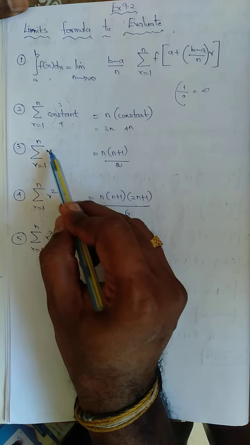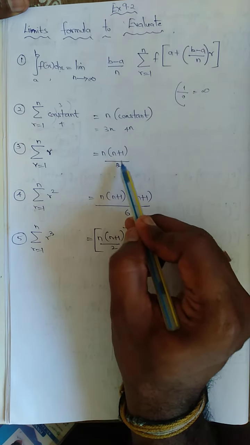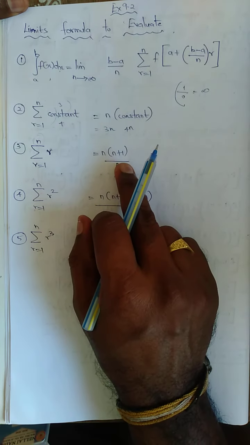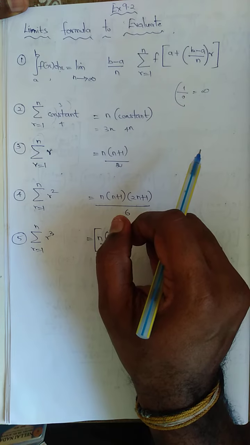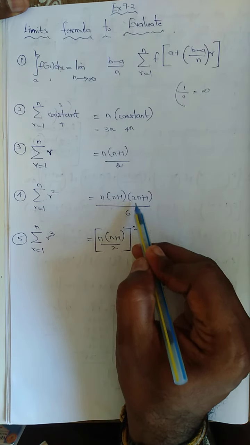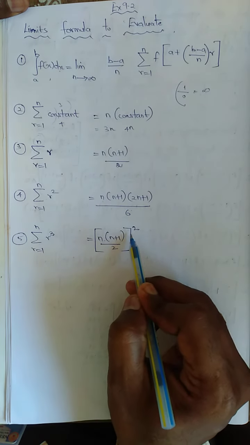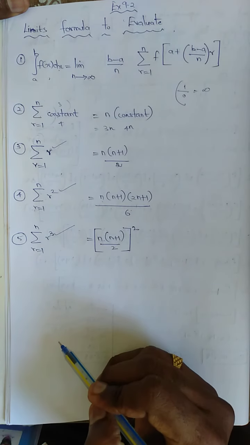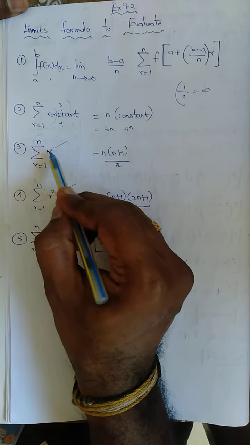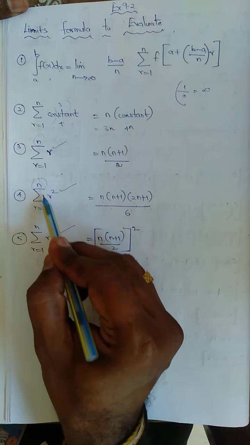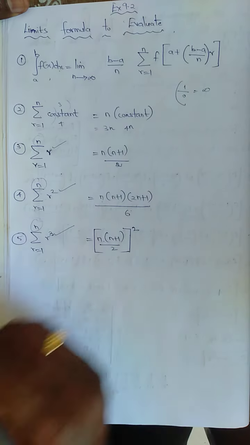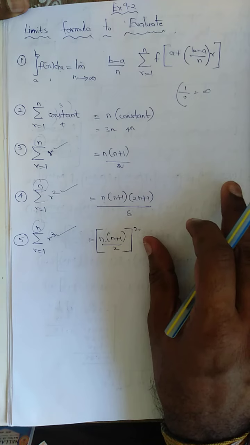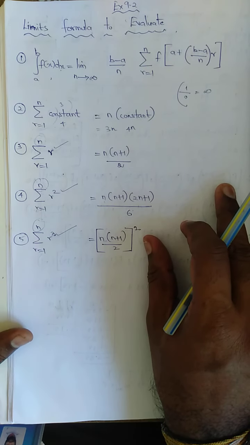Sigma r equal to 1 to n of r: the formula is nothing but n into n plus 1 by 2, because here it is r. This formula you studied in 10th standard also. For r square, it is n into n plus 1, 2n plus 1 by 6. For r cube, it is n into n plus 1 by 2 the whole square. This is a formula you want to learn to derive these sums.